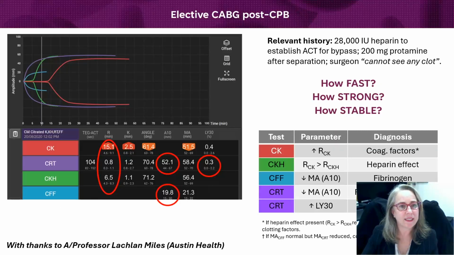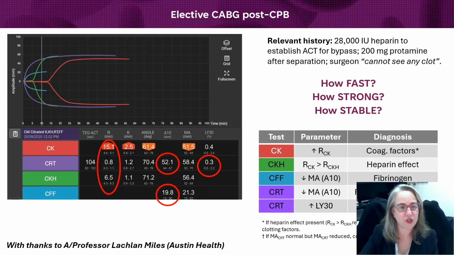Now the next test I'm going to show you is a TEG result. And this is an elective bypass case. It's given heparin to establish an ACT for bypass. Some protamine's been given, but the surgeon's complaining they cannot see any clot.